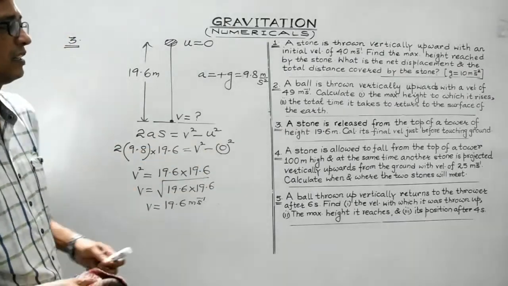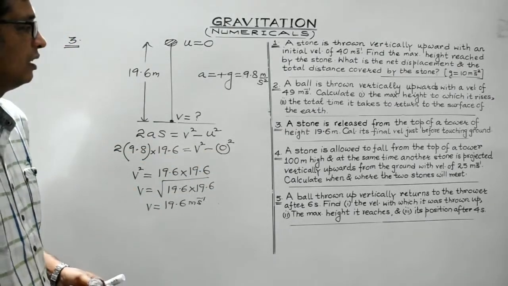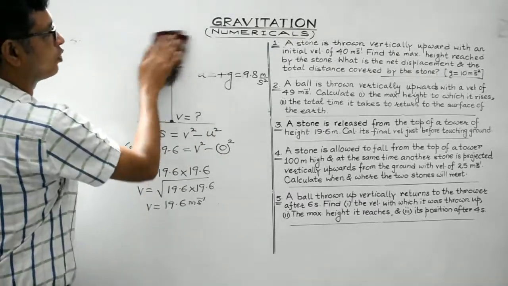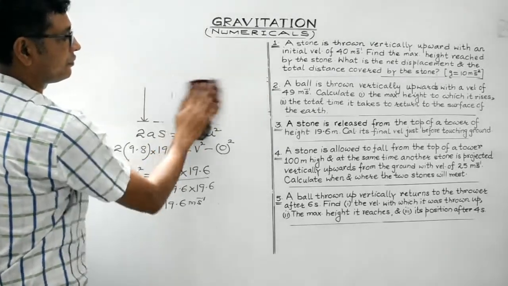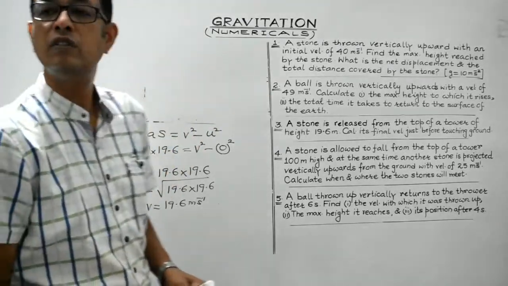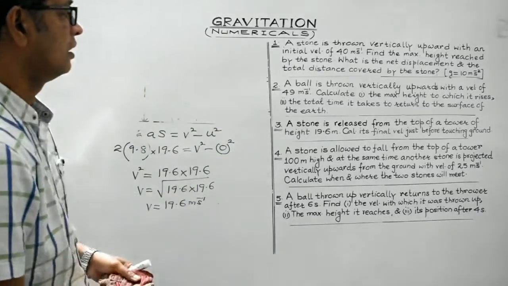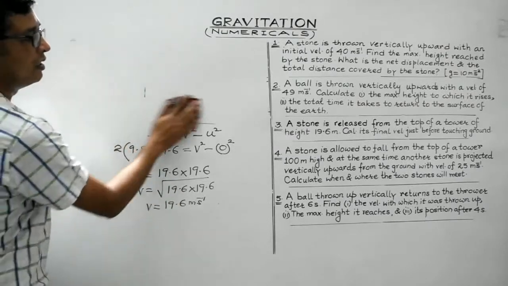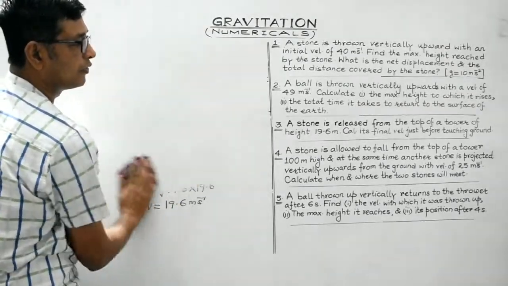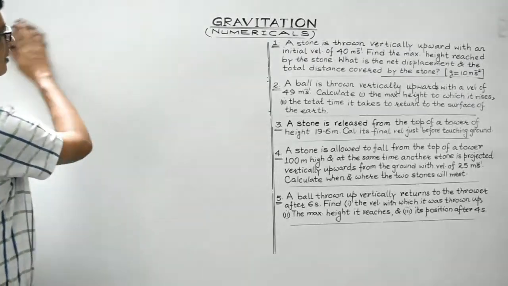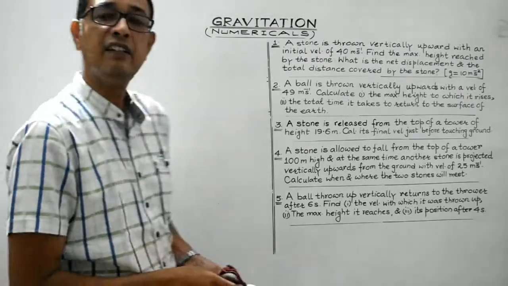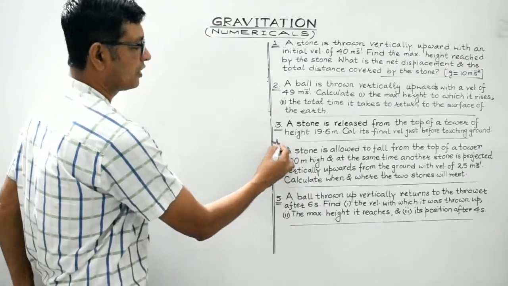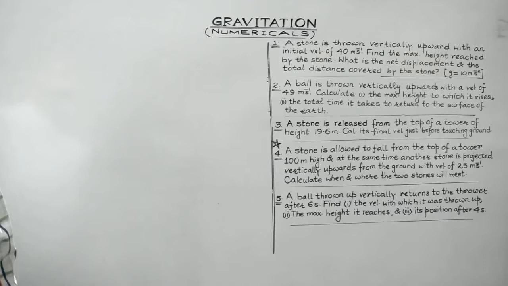So this was a relatively simple question. Right, students? Okay. Question 3 is also done. Let's concentrate on question number 4 then. A stone is allowed to fall from the top of a tower 100 meter high, and at the same time another stone is projected vertically upwards from the ground with a velocity of 25 meter per second. Calculate when and where the two stones will meet. This is, students, a very, very interesting question. Let's try to solve it.